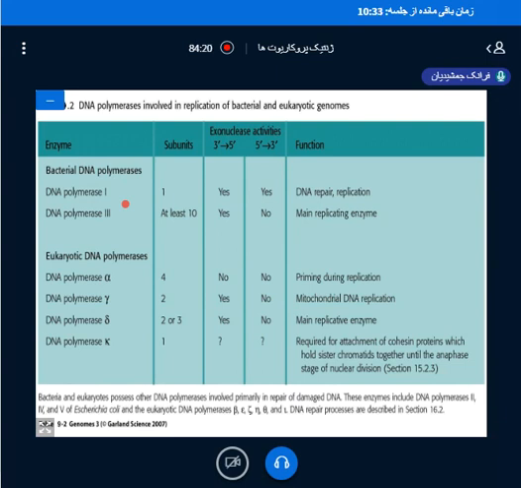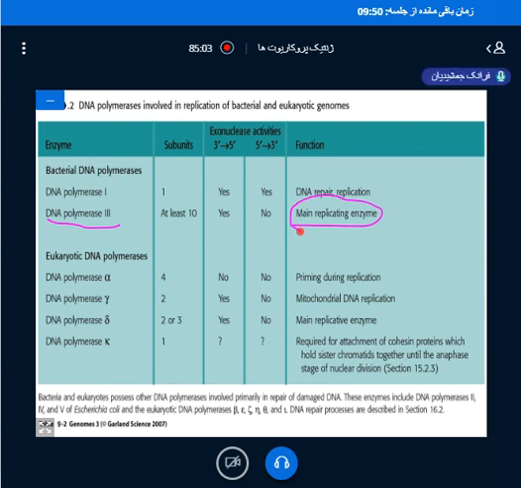Do you know? What is the main replicating enzyme in prokaryotes? The main replicating enzyme is DNA polymerase 3. So DNA polymerase 3 is the main replicating enzyme in prokaryotes.